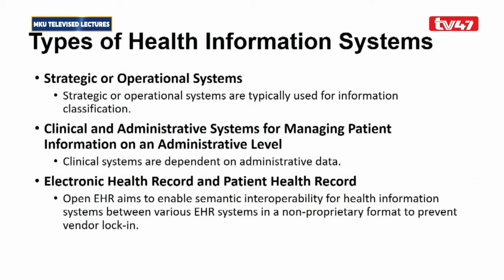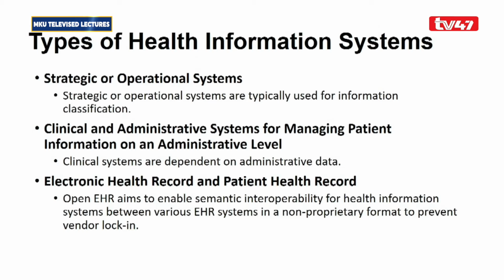Operational system. Then we have clinical and administrative systems for managing patient information on an administrative level. Remember, we are dealing with patient information here. It's a health information kind of system. So clinical systems that are dependent on administrative data for purposes of managing or processing patient information is what we are calling the clinical and administrative systems for managing patient information on an administrative level.